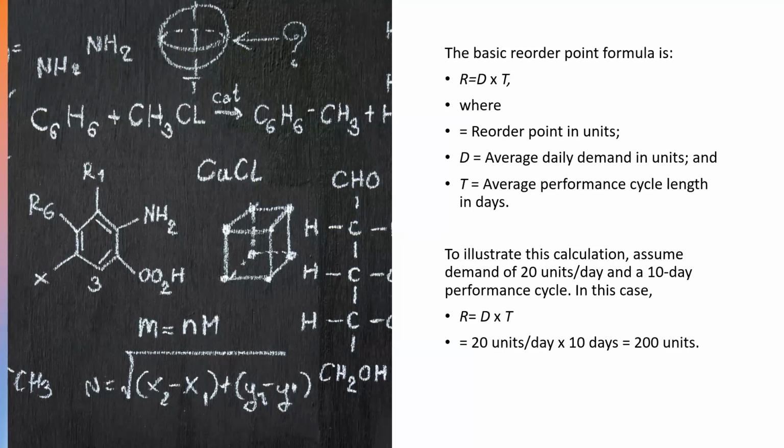times the average performance cycle. I told you that the performance cycle is the period between when the order is made and when it is delivered. To illustrate, assuming your client demands 20 units per day and you need a 10-day performance cycle, your reorder point is 20 units per day times 10 days, which is 200 units. And that is your what? Your reorder point. But I will not examine you on this.